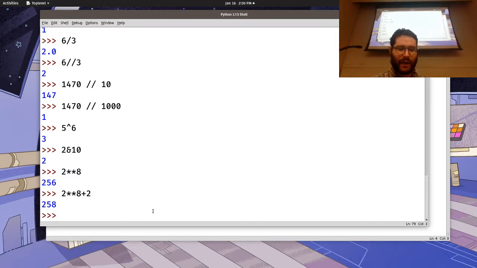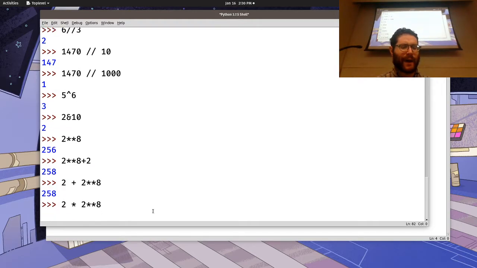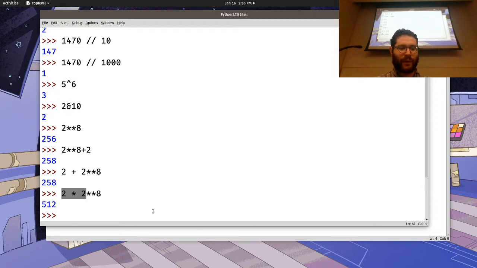Or let's go ahead and try 2 plus 2 to the 8th. That also gives me 258. It does the exponentiation before it will do multiplication as well. I'm just trying to show you this works exactly the way it would if you wrote it on paper. Although the paper doesn't necessarily sum itself for you. So that would be nice. So this should give me 512, right? As well as this should give me 512, I believe.